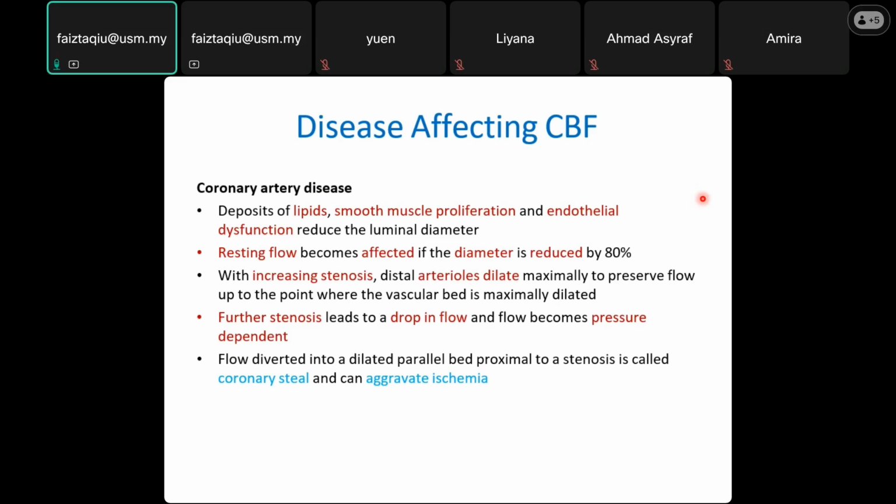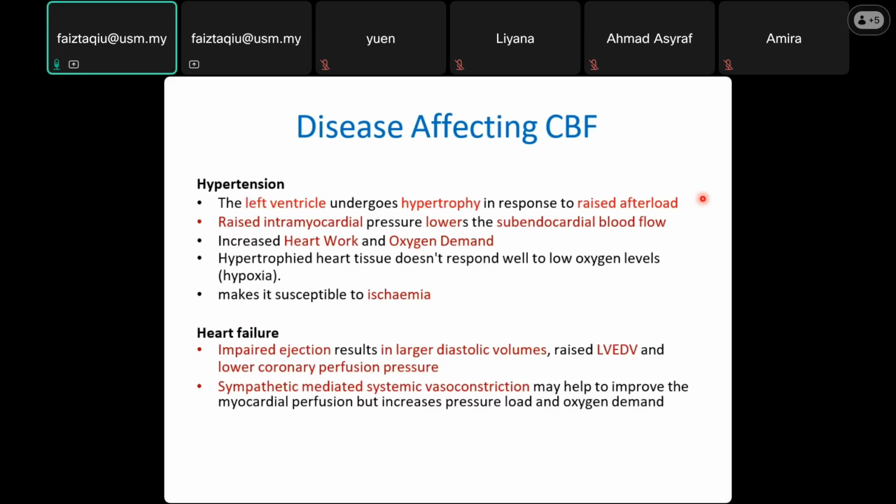Flow diverted into a dilated parallel bed proximal to a stenosis is called coronary steal, which can aggravate and worsen the ischemia. Next is hypertension. In hypertension, the left ventricle undergoes hypertrophy in response to the raised load. The raised intramyocardial pressure lowers the subendocardial blood flow and thus increases heart work and oxygen demand. Hypertrophic heart tissue doesn't respond well to low oxygen levels, which is hypoxia, so it is more susceptible to ischemia. Lastly is heart failure.